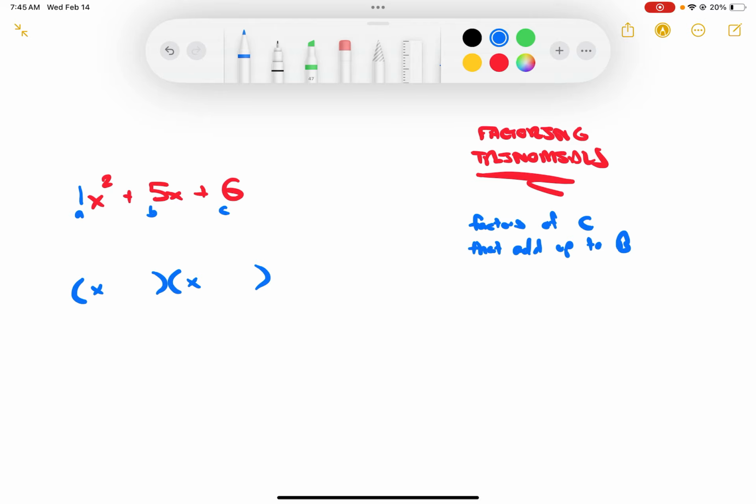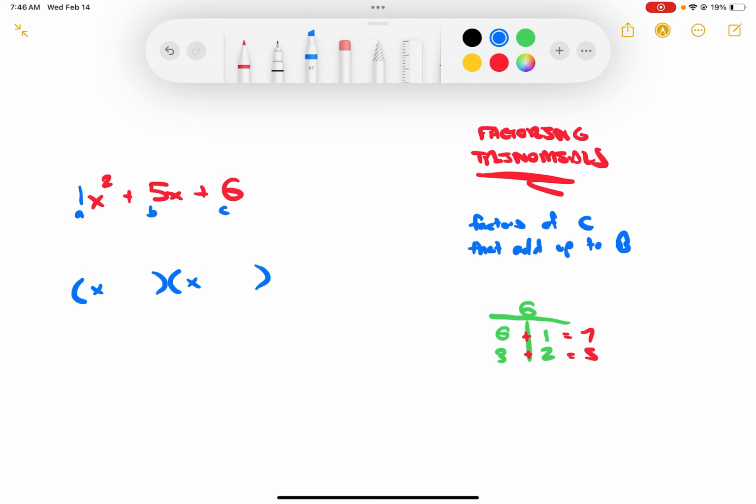So in the case of this problem, I'm going to make a little factor, not really a factor tree, but more of a factor table, right? So my c value is 6. So the goal is to find two numbers that multiply out to 6 and add up to 5. For example, 6 times 1 is indeed 6, but 6 plus 1 is 7, and I need that to be a 5, so that would not be the correct set of factors. Well, 3 times 2 is 6, and yet 3 plus 2 is also 5.